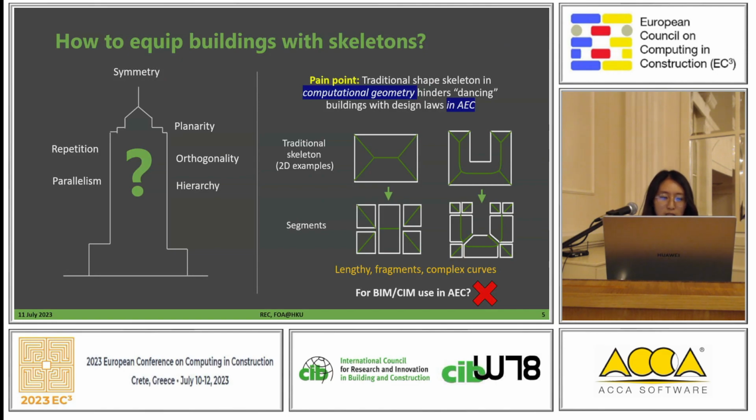So this comes to the next question, how to equip buildings with skeletons. Traditional shape skeletons are defined for general shapes, which are very different from architectural building shapes. They may have very lengthy fragments with complex curves, like these right-hand side figures. And how could we define a skeleton to reflect the symmetry, repetition, parallelism, orthogonality and hierarchy of buildings?